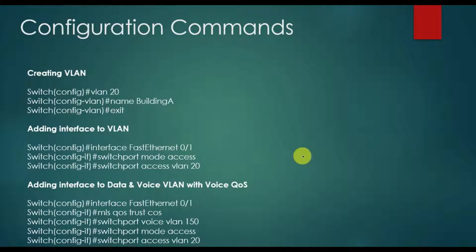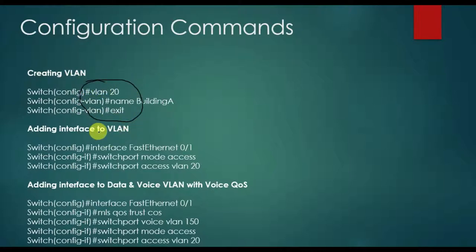For creating VLANs, we just put the VLAN identifier, VLAN 20, right? This is the VLAN identifier. And if you want to give a name to the VLAN, we can do that by putting the command name and the name that we want to give to the VLAN, and then exit. This is the command just for creating the VLAN.